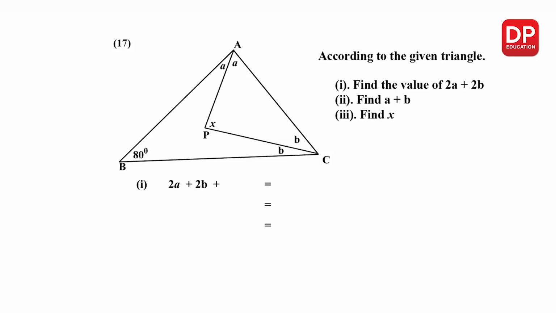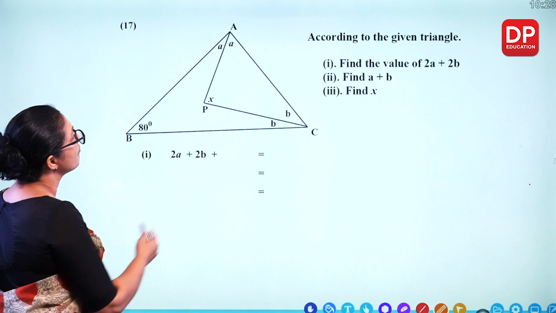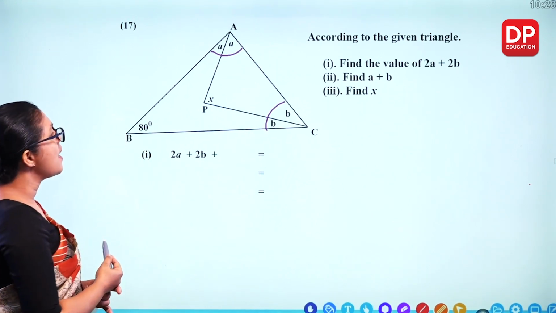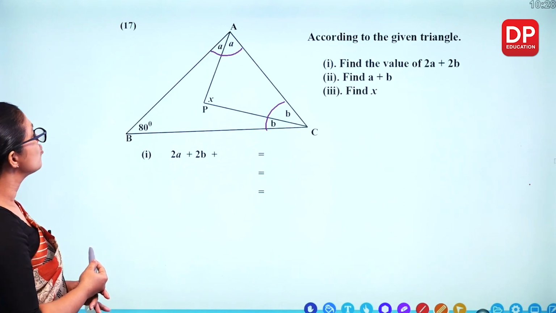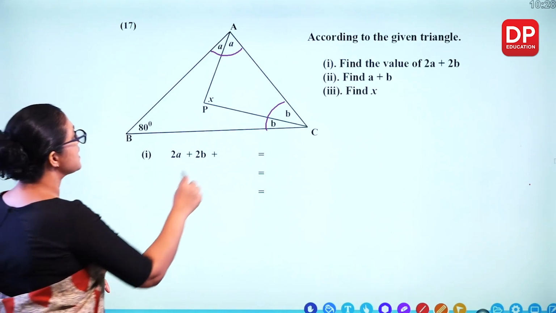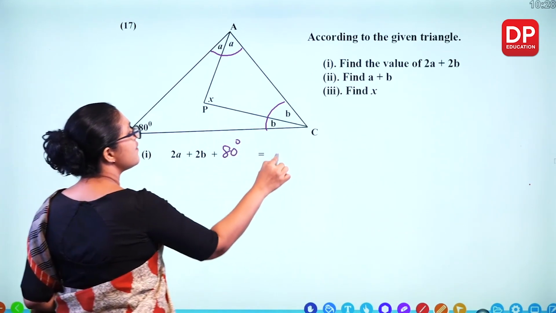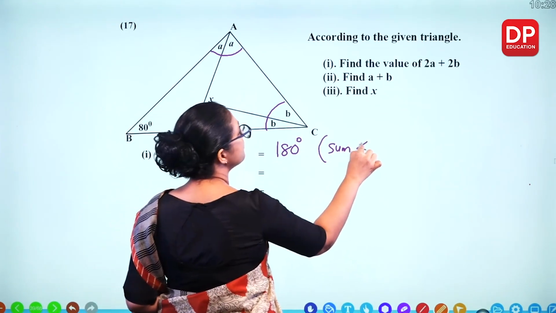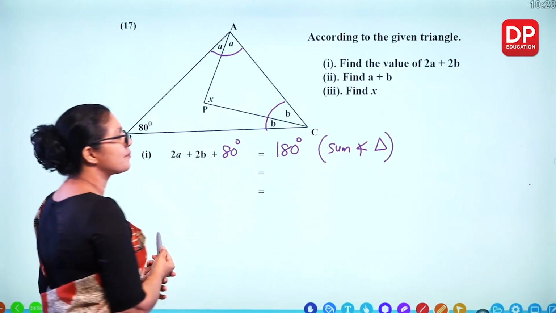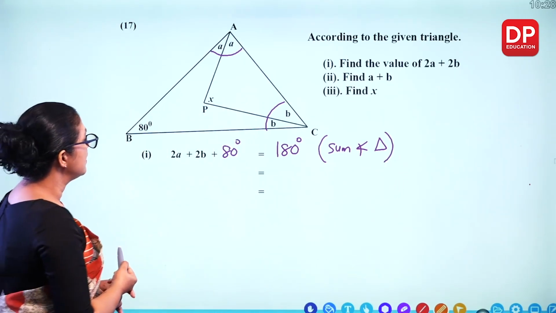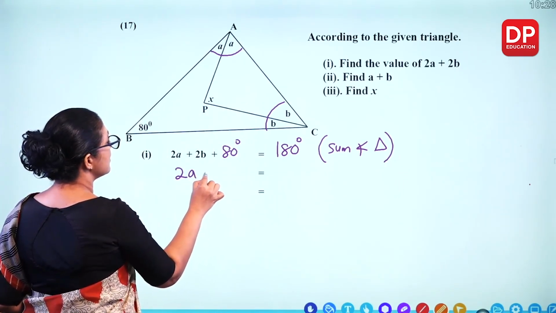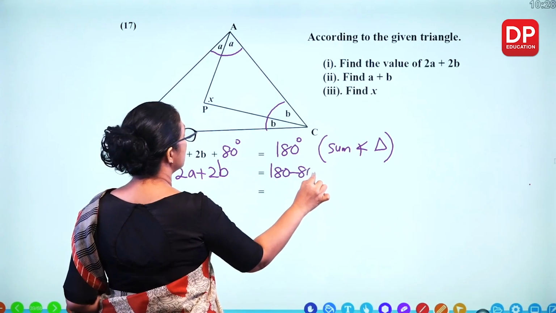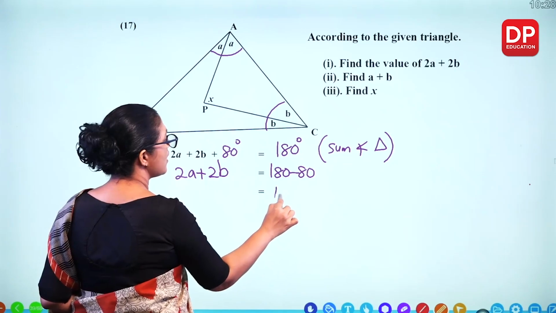According to the given triangle, find the value of 2A plus 2B. This is 2A, this is 2B. We can take triangle ABC. So 2A plus 2B plus 80 is 180, sum of angles in a triangle. Add up to 180. So subtract 80 from that, 180, so you get 100.